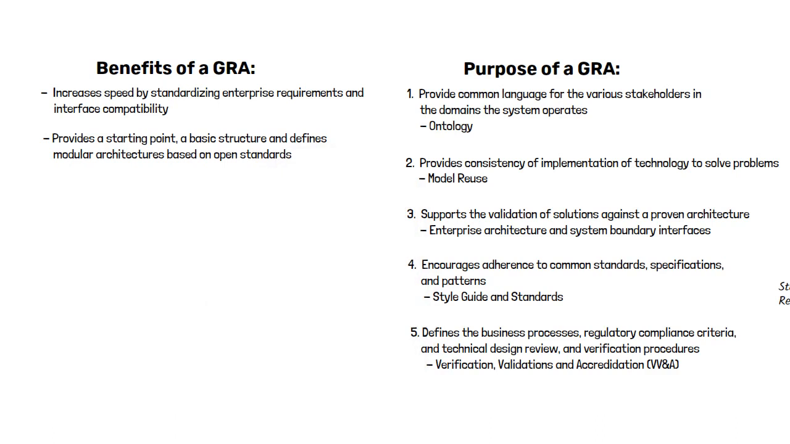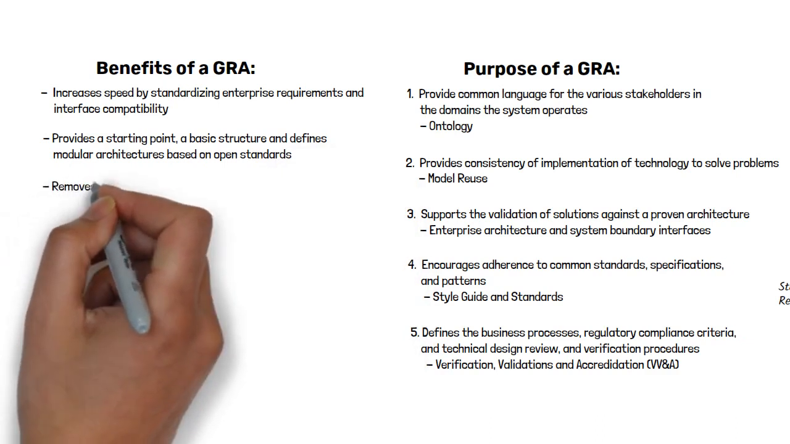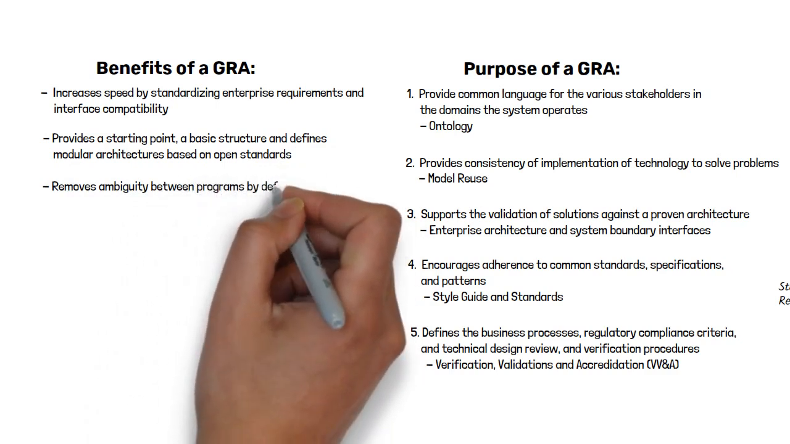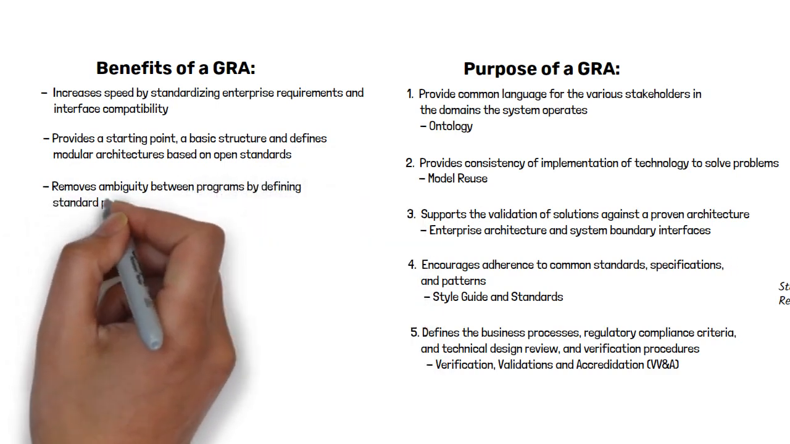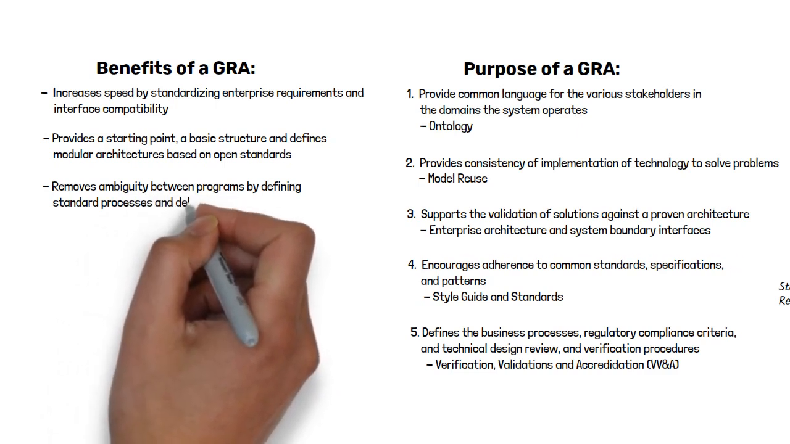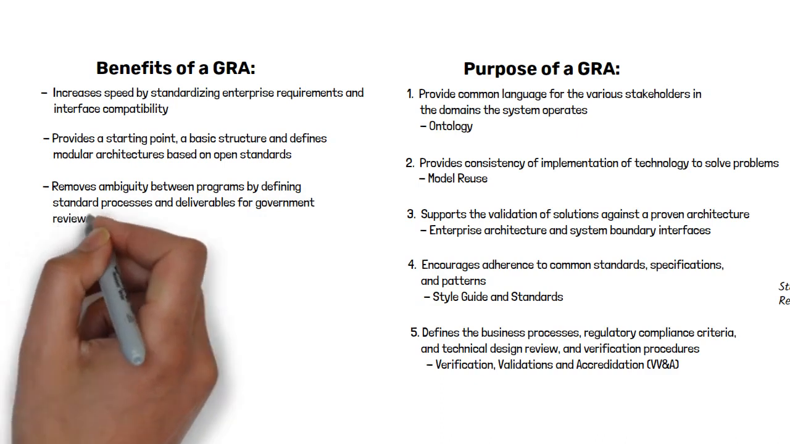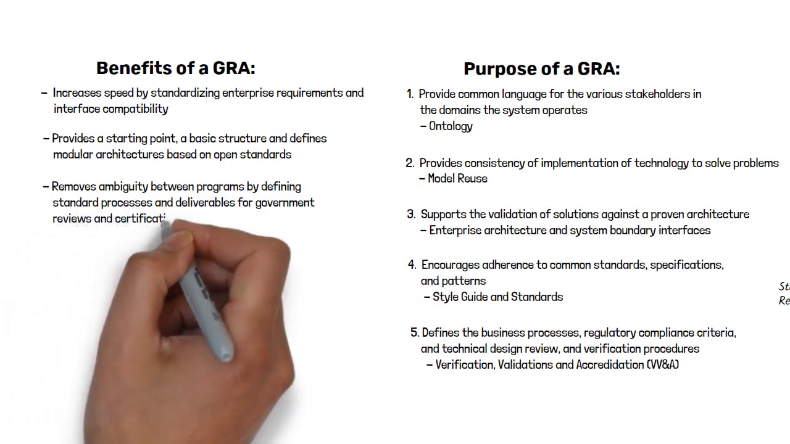Third, the GRA removes ambiguity between programs by defining the standard processes and deliverables for the government reviews and certifications. For processes like airworthiness, the exact steps and the artifacts necessary for the approval can be provided for a clear understanding by the program and the bidding contractors to determine the cost and schedule.